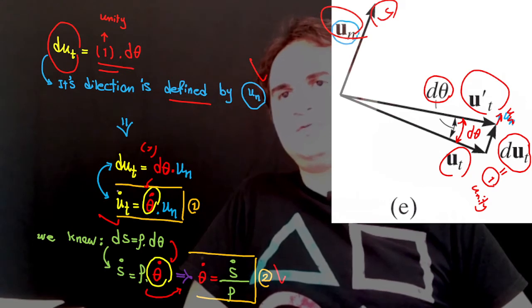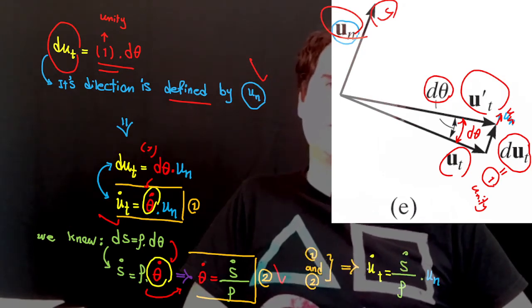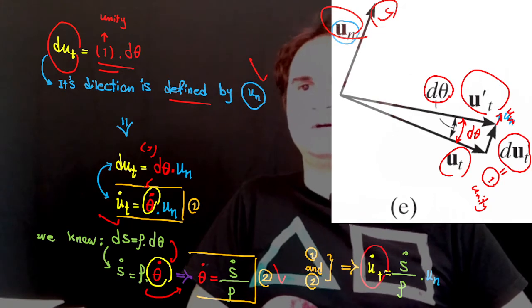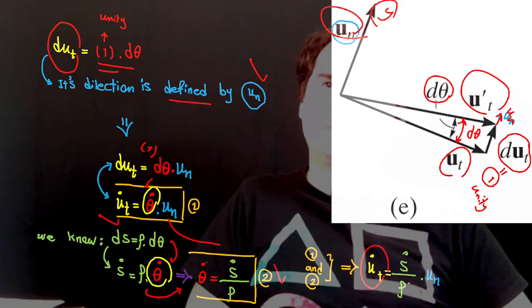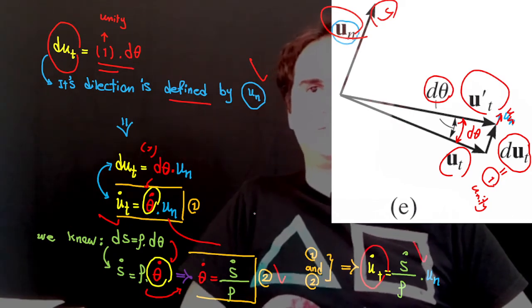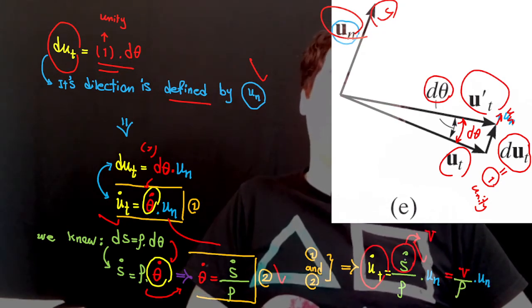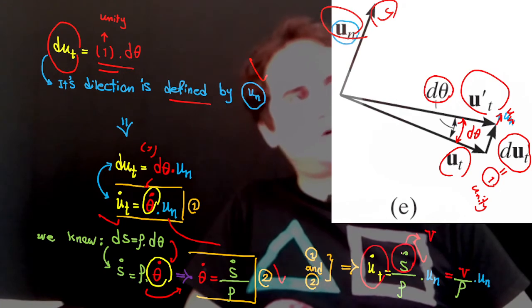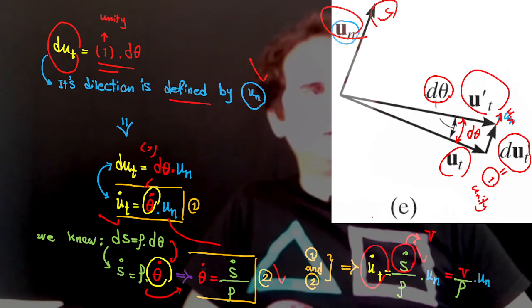The first one, u dot t is equal to theta dot times u_n. Combining 1 and 2, if you replace theta dot in this equation, u dot t is equal to s dot over rho, times u_n. At the same time, we know s dot is velocity, because the derivative of displacement over time is velocity. So you can easily replace u dot t by v over rho times u_n.